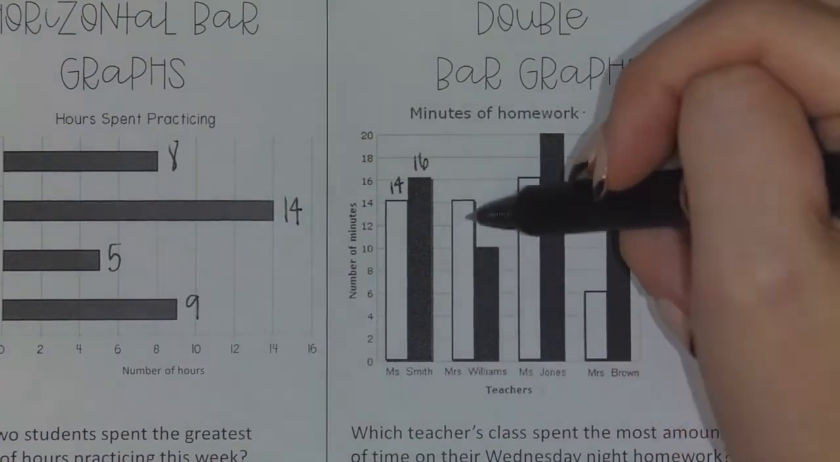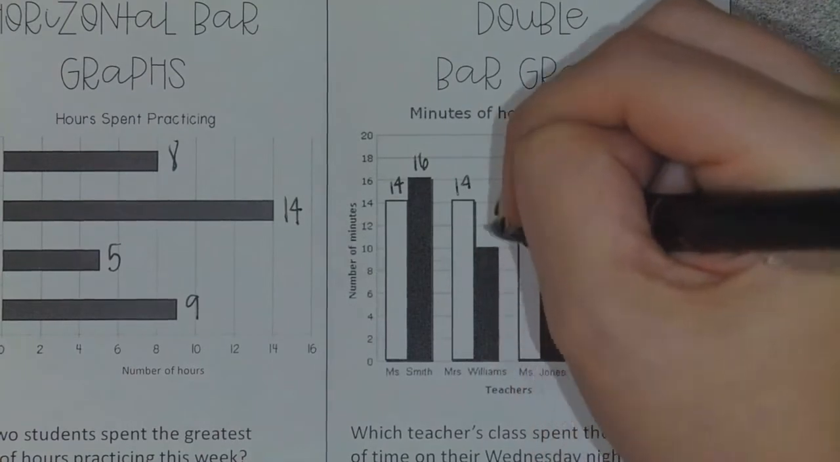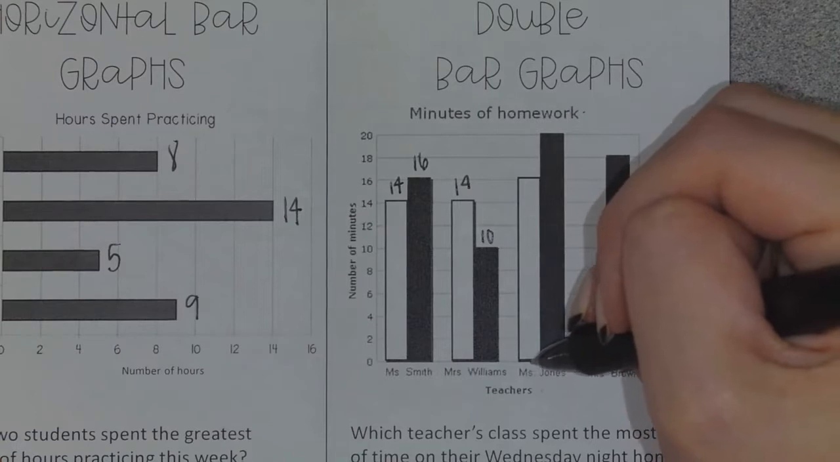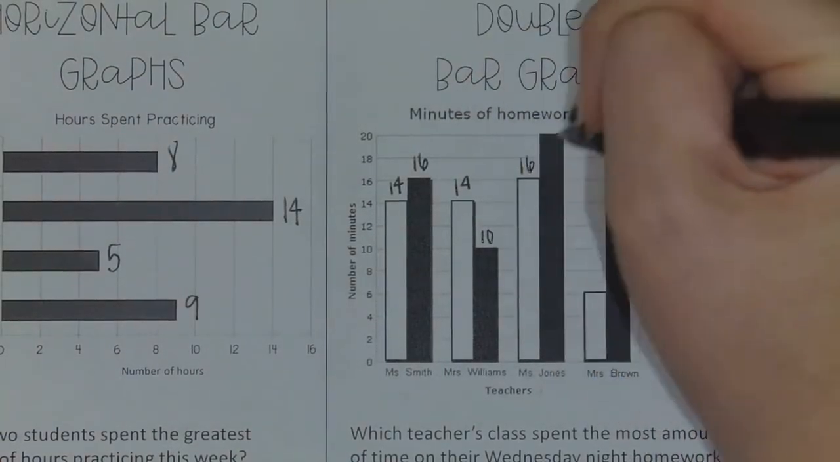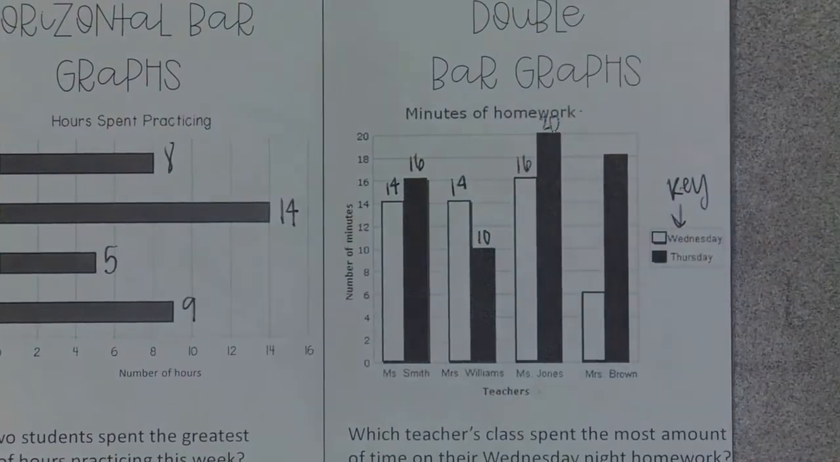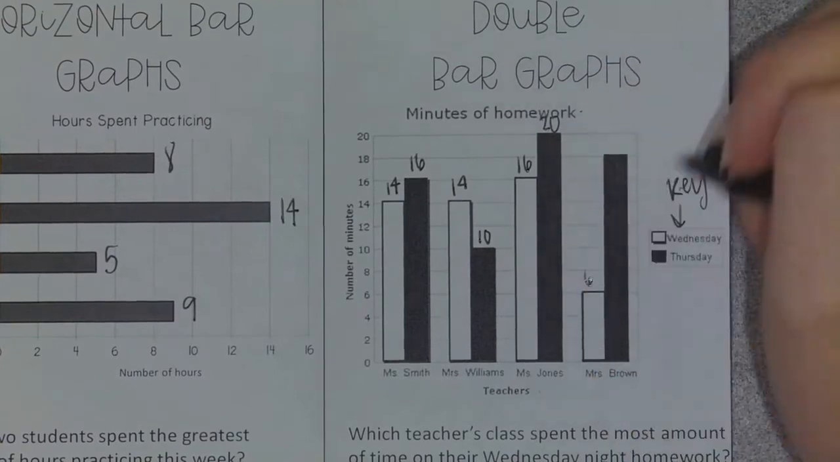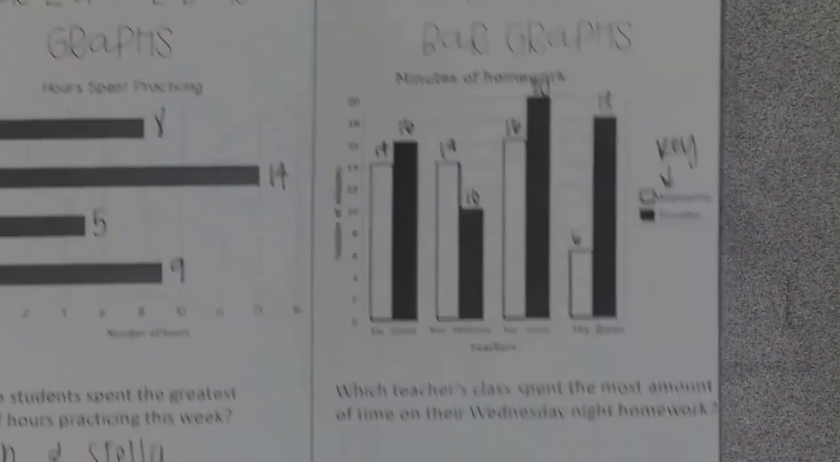Over in Miss Williams' class on Wednesday, they did homework for 14 minutes. And on Thursday for 10 minutes. In Miss Jones's class, we practiced homework for 16 minutes on Wednesday, 20 minutes on Thursday. And Miss Brown, they practiced for 6 minutes on Wednesday, 18 minutes on Thursday.